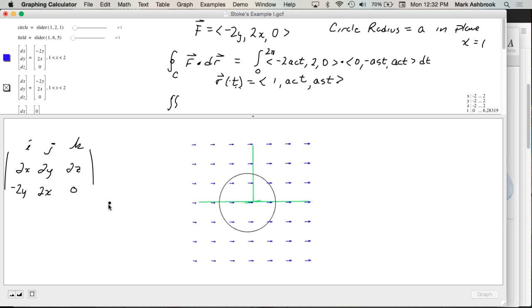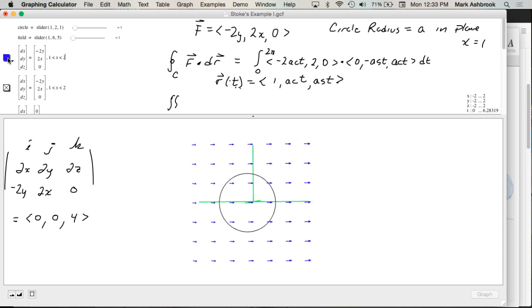So what's the curl going to be? Looks like the partial of 0 with respect to y minus the partial of 2x with respect to z, 0. The partial of negative 2y with respect to z, minus the partial of 0 with respect to x, is also 0. And then k: the partial of 2x with respect to x, 2, minus the partial of negative 2y with respect to y, negative 2, which gives 4. So what does the curl vector field look like? Just all vectors pointing up at 4.